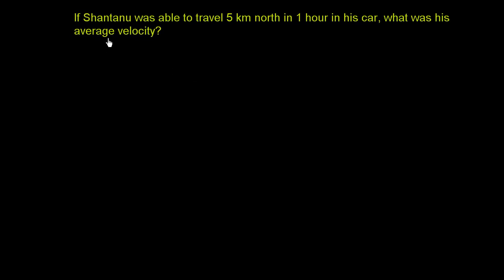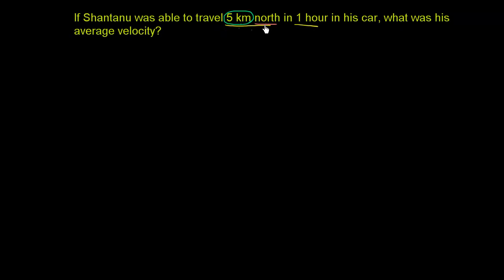So first I have, if Shantanu was able to travel 5 kilometers north in 1 hour in his car, what was his average velocity? So first, let's just review a little bit about what we know about vectors and scalars. They're giving us that he was able to travel 5 kilometers to the north. So they gave us a magnitude, that's the 5 kilometers. That's the size of how far he moved. And they also give a direction.